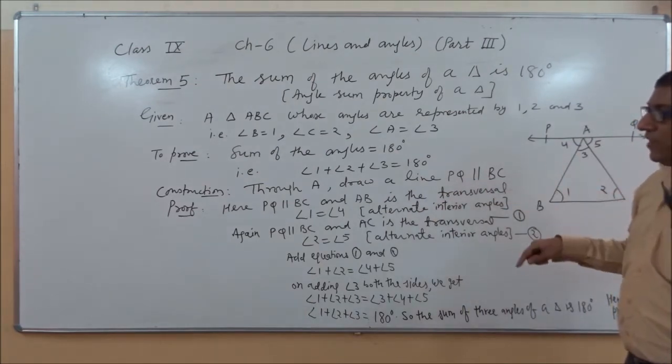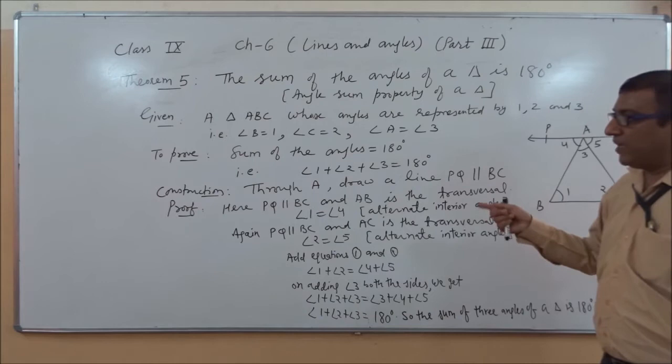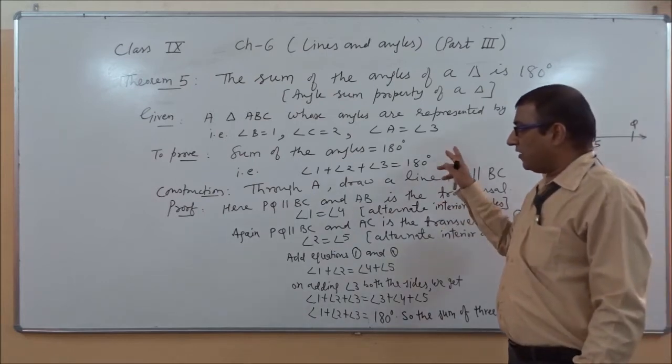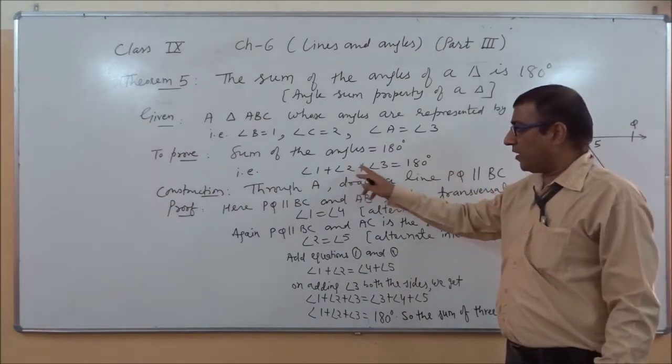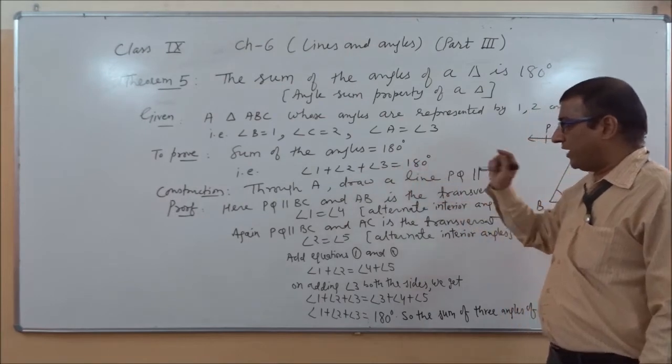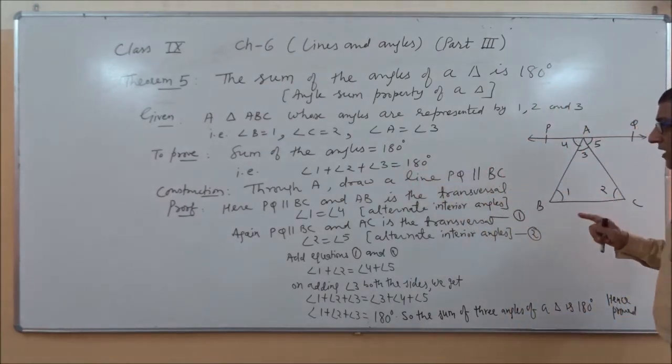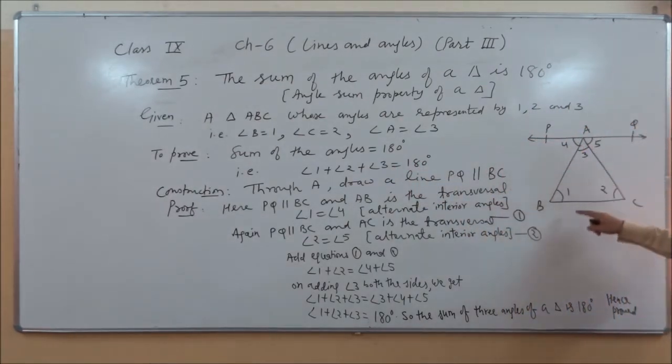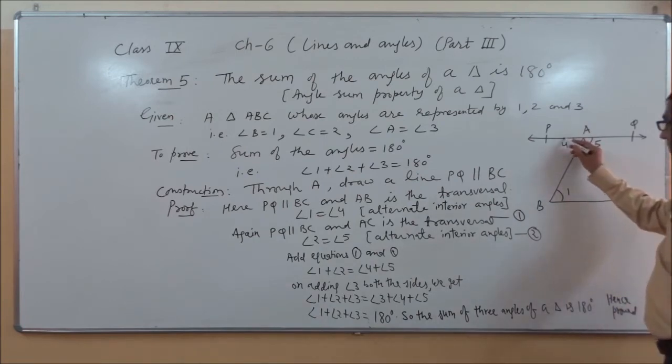Okay, so how will we give the proof? We have to prove that angle 1 plus angle 2 plus angle 3 equals 180 degrees. So how will we do this? Here PQ is parallel to BC and AB is the transversal line. Then we can say angle 1 is equivalent to angle 4. And as we know very well, a Z shape is there.